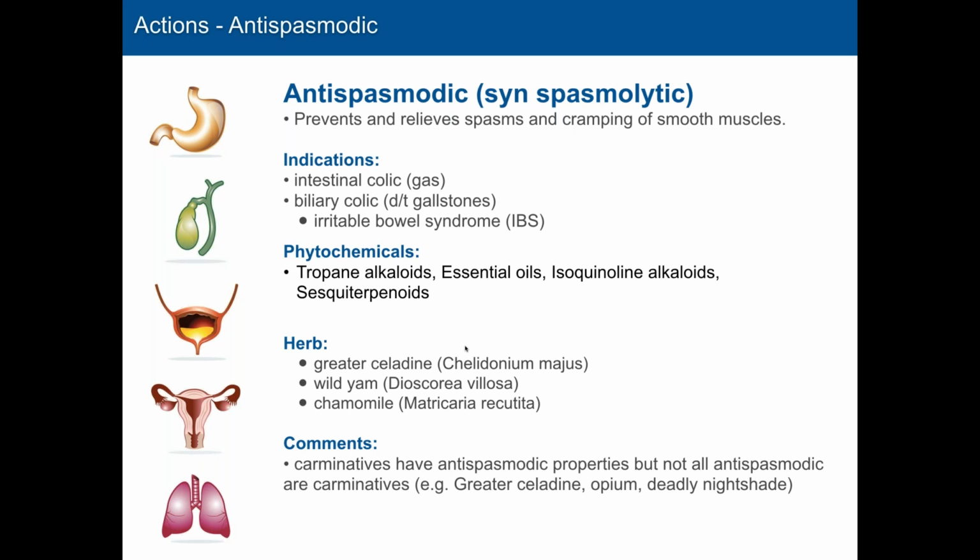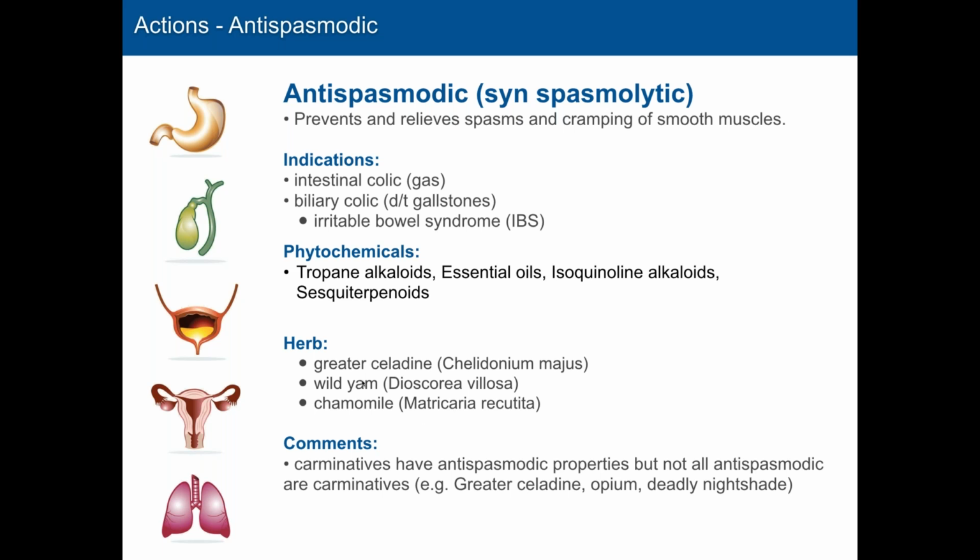Now, just as an aside, greater celandine, it's a cousin of the opium poppy. It does have opioid-like compounds in it, but it doesn't have the strong analgesic addictive components that opium does, and it's not an essential oil. Greater celandine and wild yam, the antispasmodic effects are not associated with the essential oils in it. It's associated with other compounds in it.